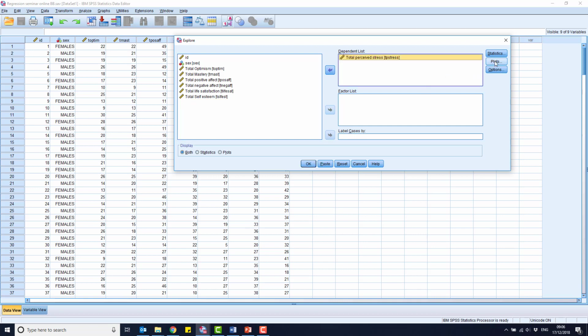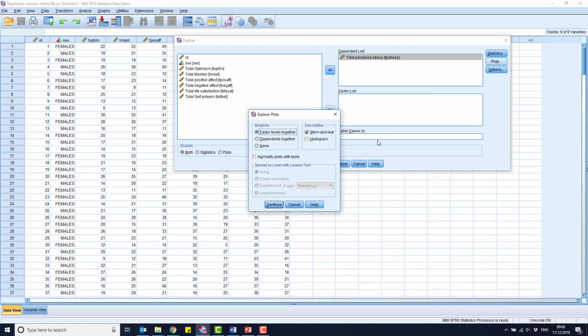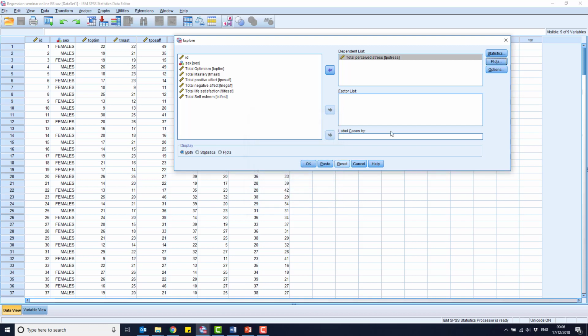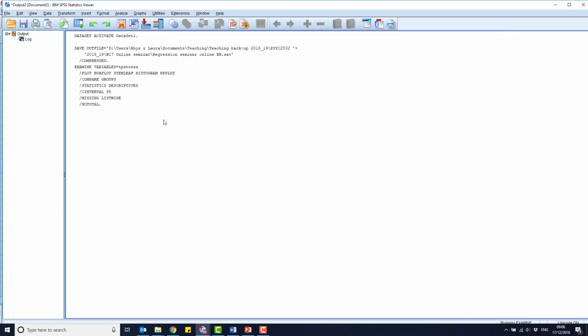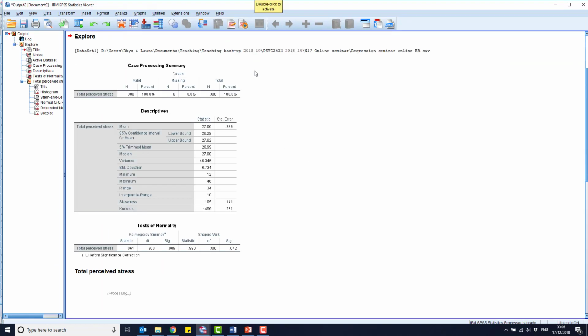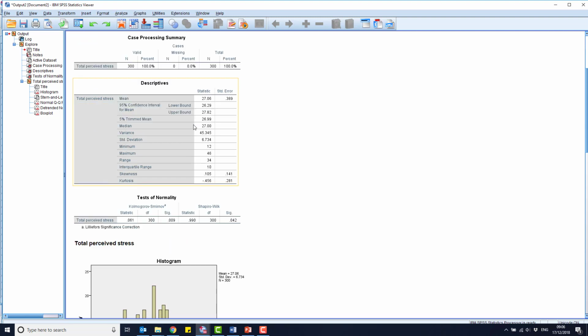And then what I'm interested in really is the Plots option. So I want histograms and I want normality plots with tests. I'll click Continue. And for now I can leave everything else as the default. So I'll click OK. So this would be a useful first step to take regardless of which type of multiple linear regression I'm going to perform. So that's why I'm going to look at it first. Now, we have quite a large sample size, so we have 300 people.